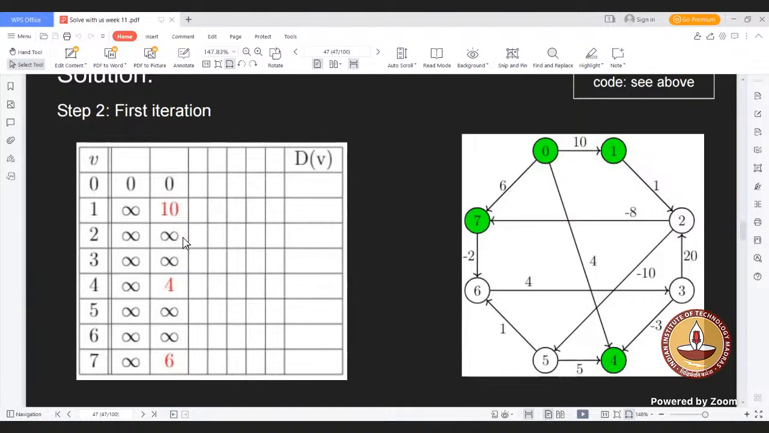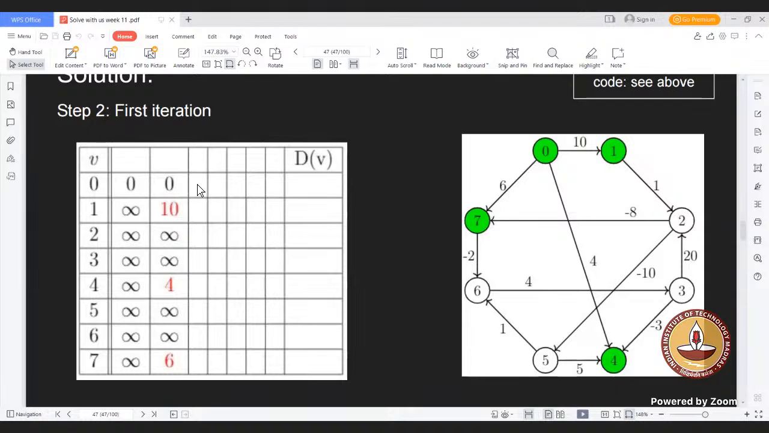2 will here change from infinity to what? 11. It will not be 1. From 1 we can go to 2 at 1, but we are asking from 0. So 0 to 1 is 10 and 1 to 2 is 1. So this will be 11 here and this will be 10, it will remain as it is, and this will be 0. Can someone tell me what the next iteration values will be?